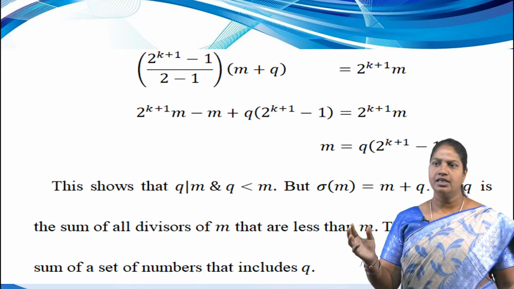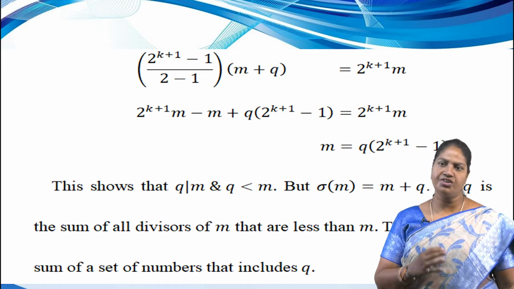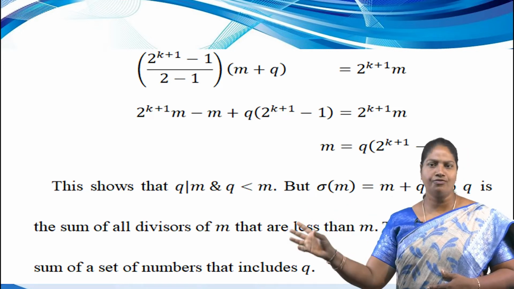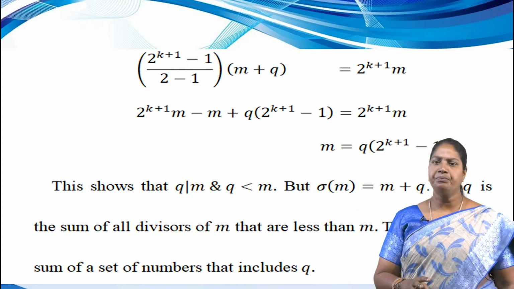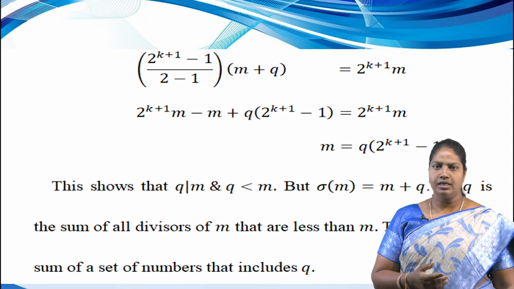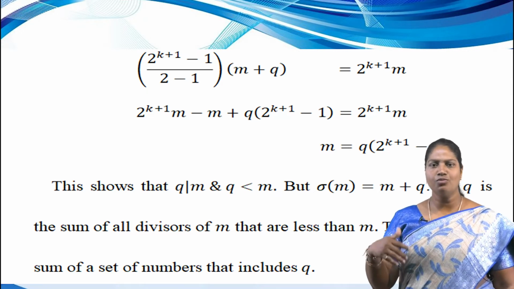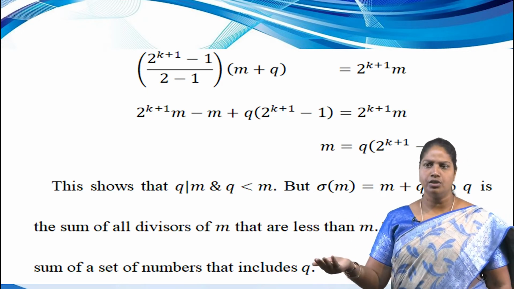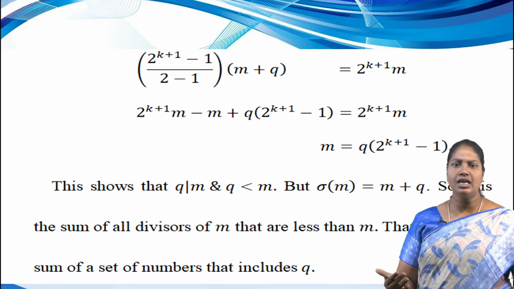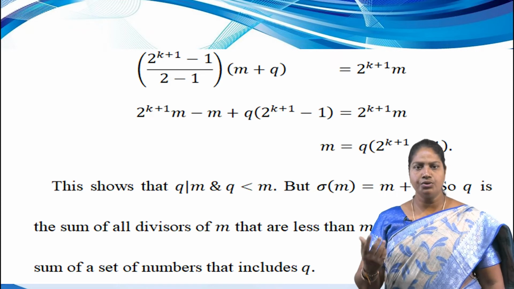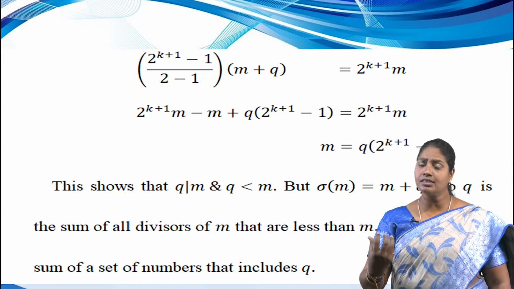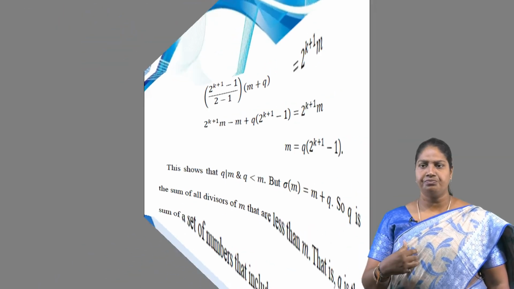This shows that q is a divisor of m, because m is written as a product of q into something, that is a multiple of q. So q is a divisor of m, and also q should be less than m. But we have the fact that sigma of m is equal to m plus q. So q is the sum of all the divisors of m that are less than m. That is, q is the sum of a set of numbers that also includes q, because q is a divisor of m.